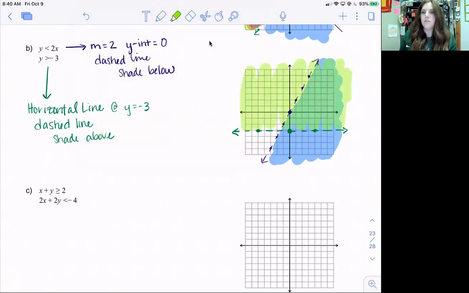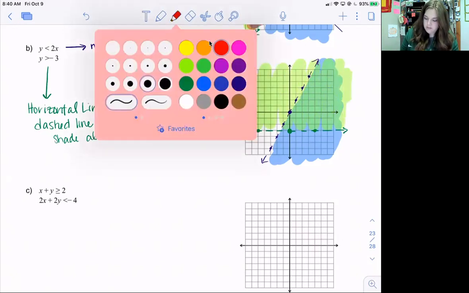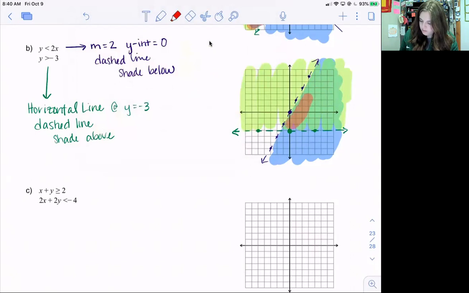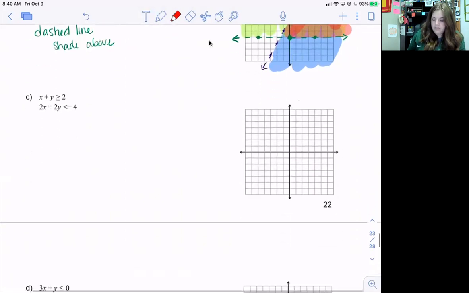So we're looking at where those graphs intersect. So that would be anything up here. All right. Okay, and then let's look at C.